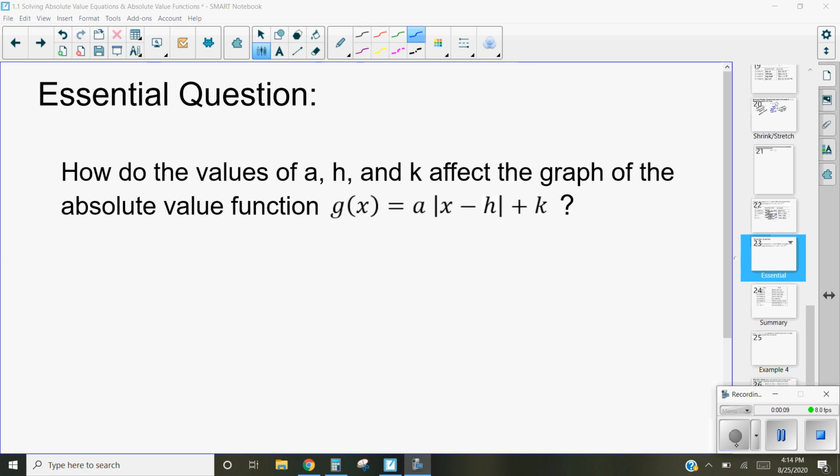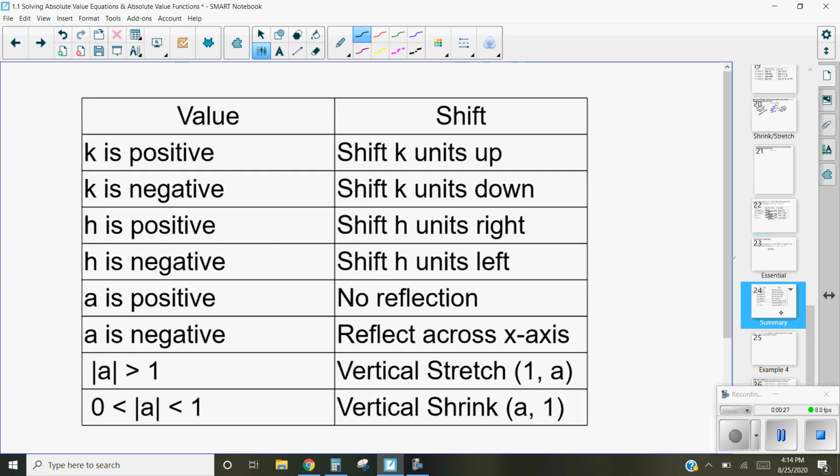So the last three videos that we've watched have talked about how the values of a, h, and k affect this function. It kind of explains to us how, when we start at that parent function of f of x equals the absolute value of x, our function is shifted based on what those values are. So let's summarize those shifts.